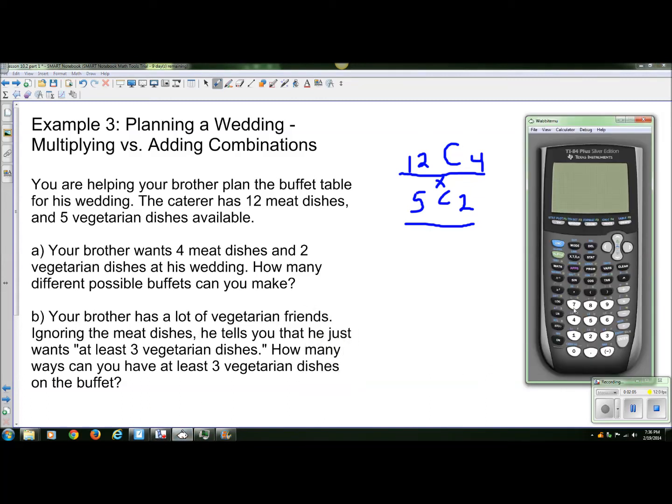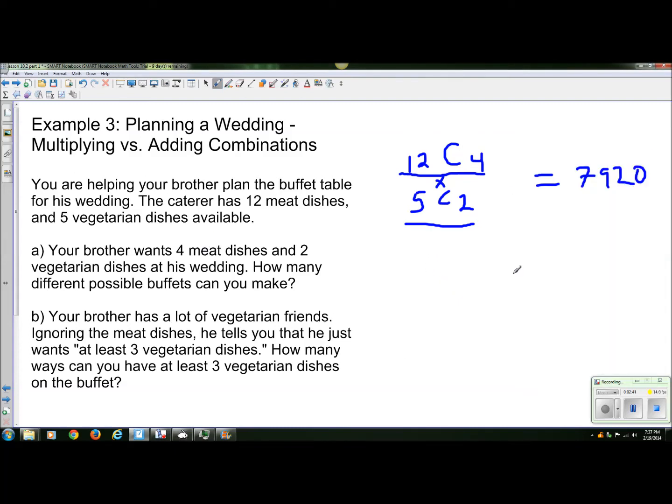So that's 12 choose 4, and then we'll multiply that by 5 choose 2, giving us 7,920. That's a situation where we're going to want to use multiplication to solve the problem.